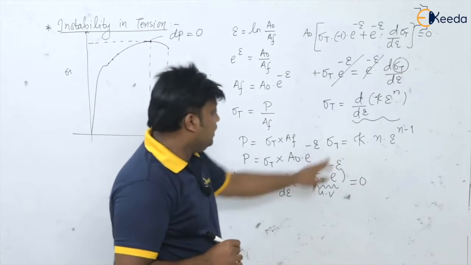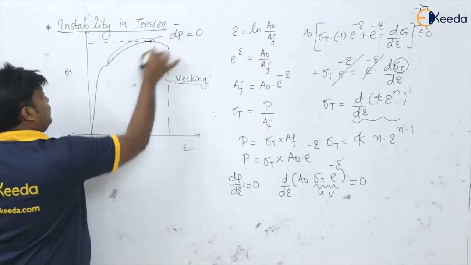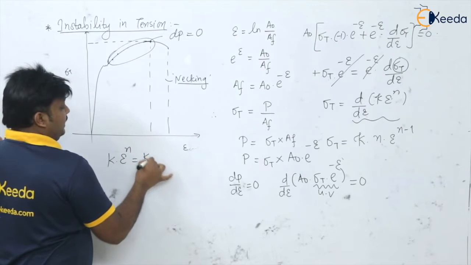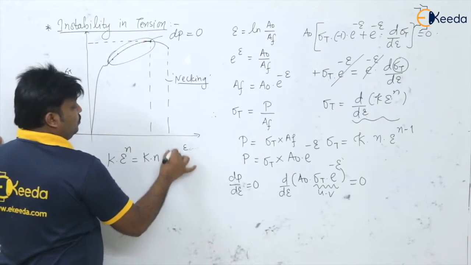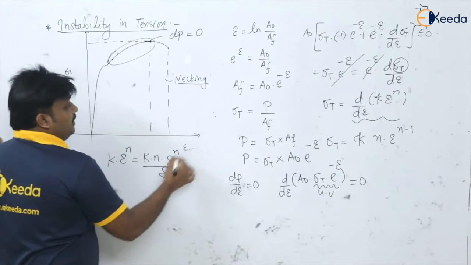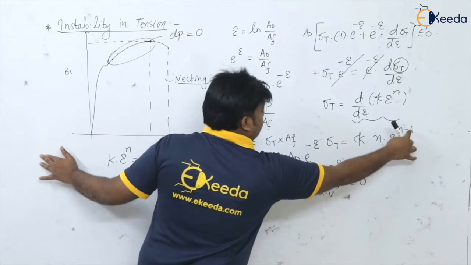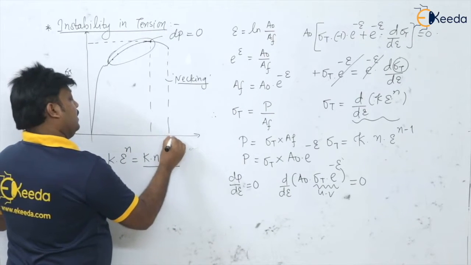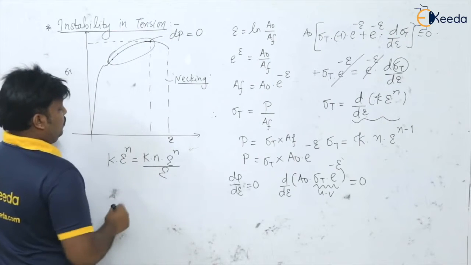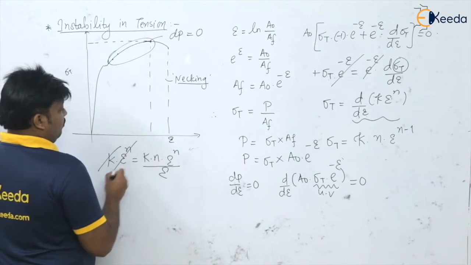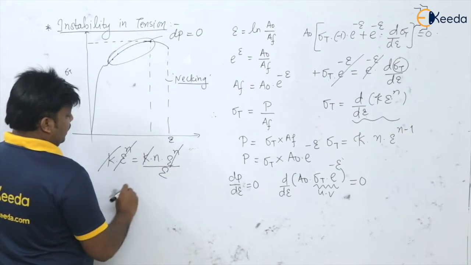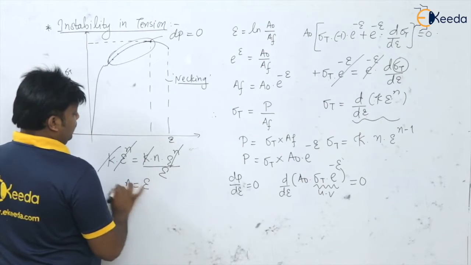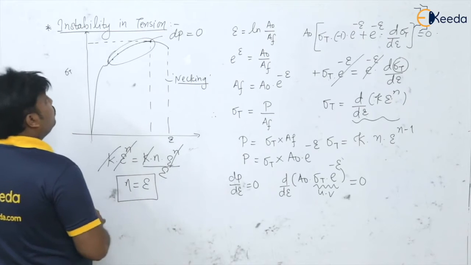But what is our sigma t? Sigma t is k into epsilon to the power n, which is equal to k into n into epsilon to the power n divided by epsilon. I will write this epsilon to the power n minus 1 as epsilon to the power n divided by epsilon. So k epsilon to the power n and k epsilon to the power n get cancelled. So n is equal to epsilon.